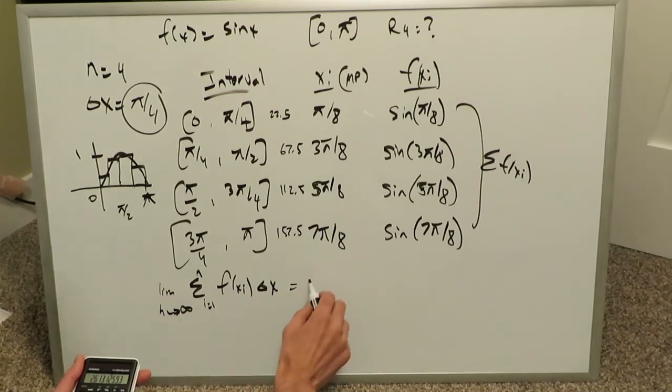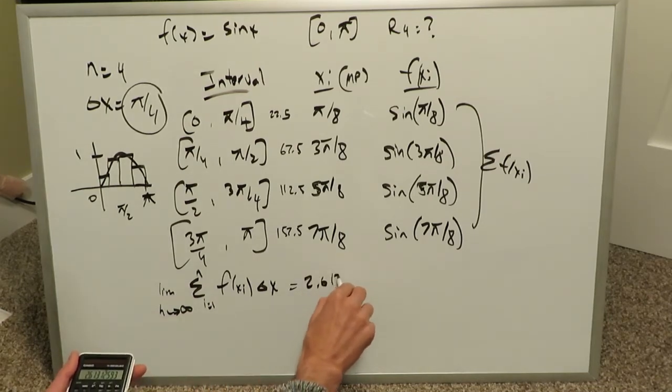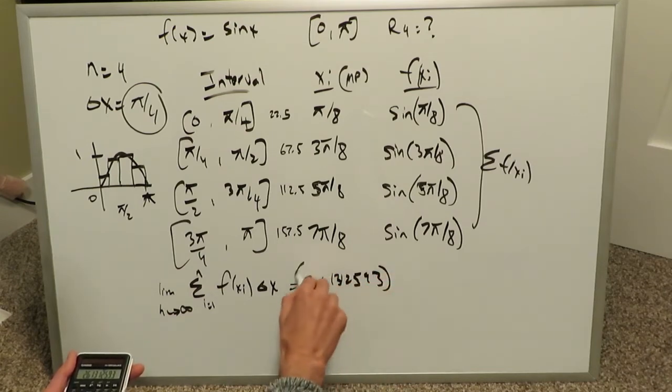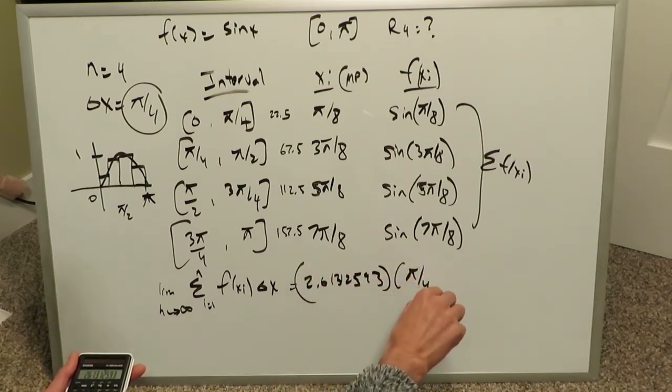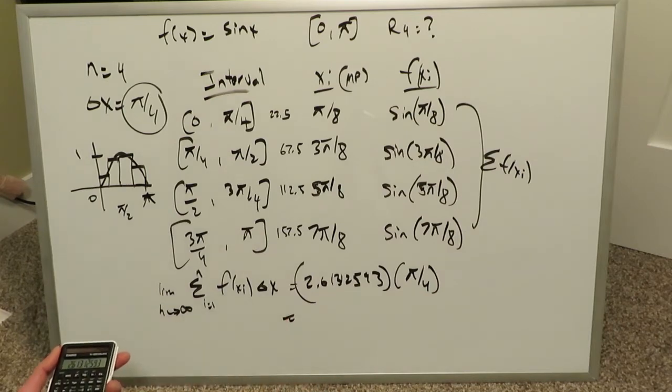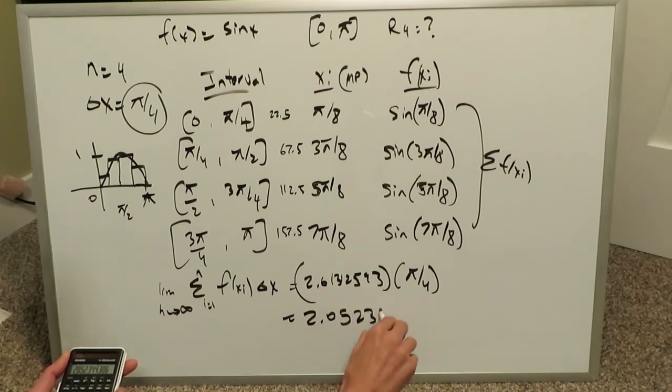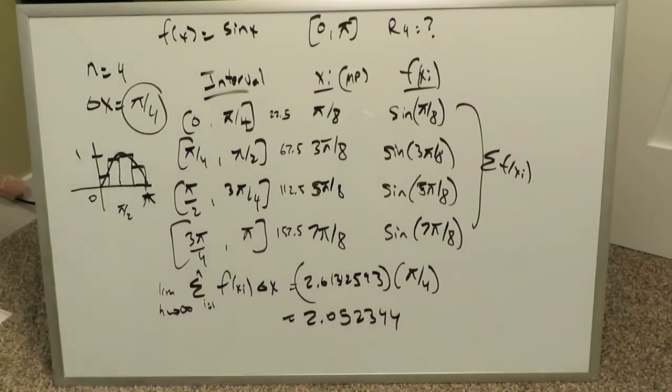We end up having here a cumulative length of 2.613125993, which when you multiply by pi over 4, and I do that on my calculator, we get an answer, an area which is 2.05234. And you can think about this sine curve.